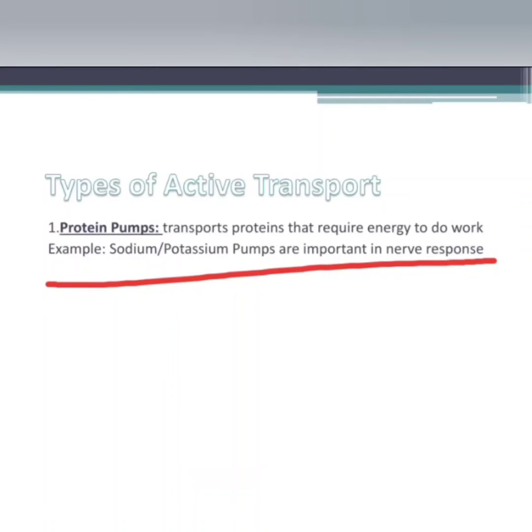Our brain cells are called neurons or nerves, and they communicate with each other through a nerve response. What happens here is the cell membrane exerts energy and the molecules move inside and outside of the cell, and the message is transported. That is a kind of active transport.